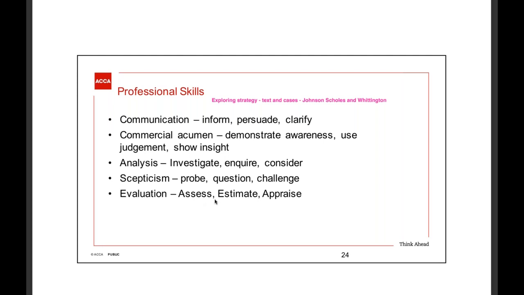Evaluation will be to assess, estimate, and appraise. I'll go into detail after this.